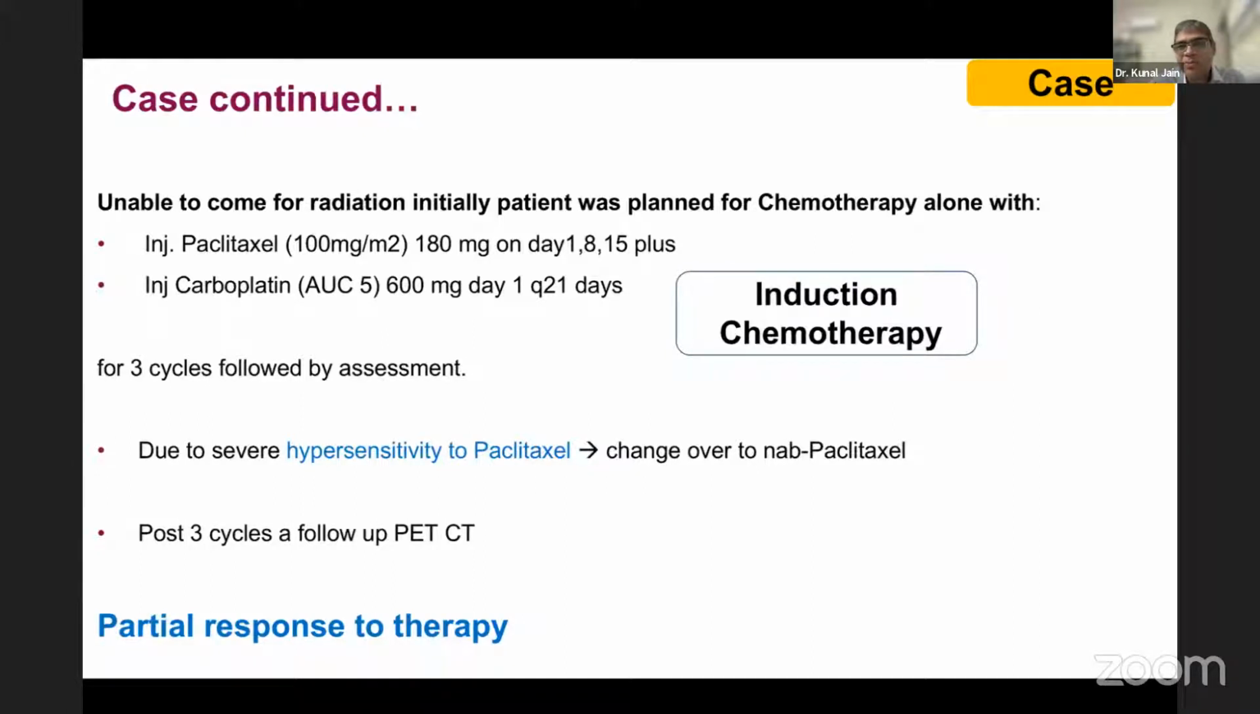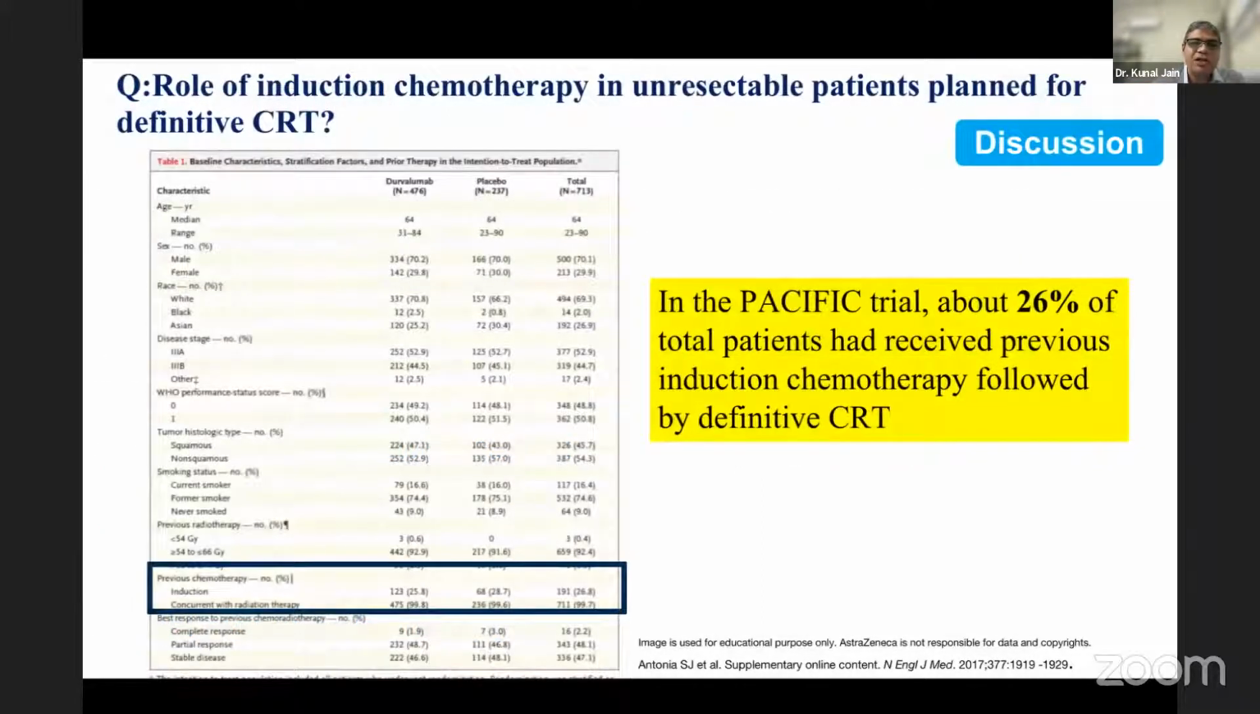And the choice of chemotherapy in adenocarcinoma can differ. You have to use a platinum, and what you use as a companion to platinum is your choice. All molecules are used, and in adenocarcinoma, pemetrexed also has its role. So this patient got paclitaxel day 1, 8, and 15, and carboplatin. You can also use cisplatin if the patient is fit, and this is a young patient. And due to hypersensitivity to paclitaxel, he got nab-paclitaxel subsequently, and post 3 cycles, PET did show partial response.